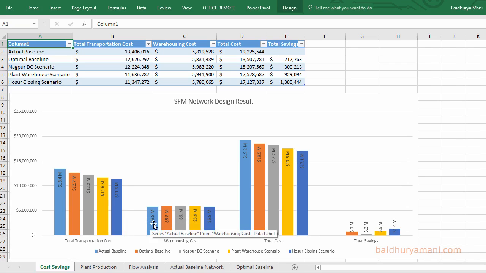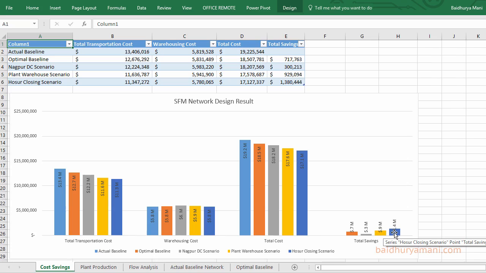Similarly, the warehousing cost is highest in the Nagpur DC scenario, maybe because we have too many distribution centers in that scenario. And the next is the total cost. Now we see that the total cost is lowest in the Hosur closing scenario and second lowest in the plant warehouse scenario. And if we look at the savings numbers, it is highest for the Hosur closing scenario, almost $1.4 million.